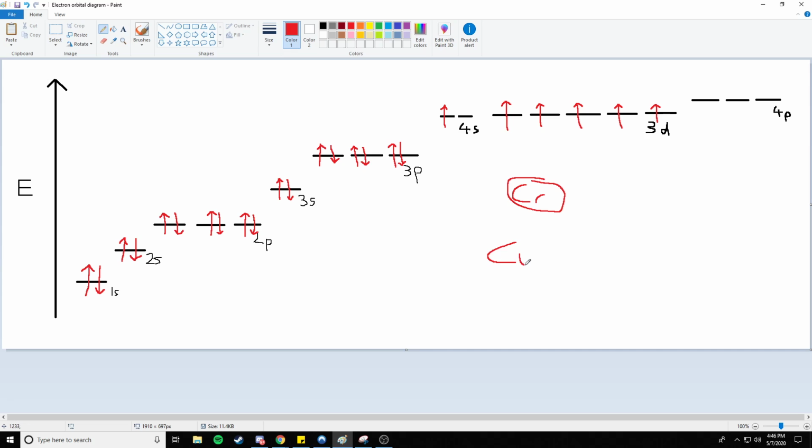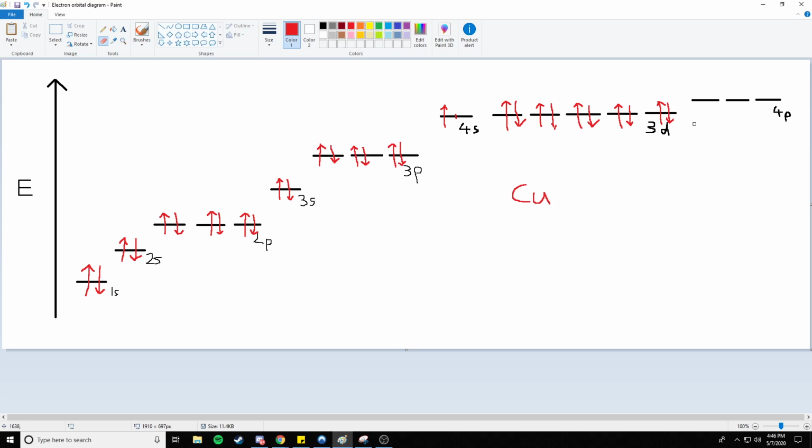What does copper do? Well, let's go back there. And then we keep filling this up. And we get to copper. This should be copper, okay? So this should be copper now. However, copper again does something weird, and it says, I don't like this. I am lower in energy if I completely fill up my 3D shell and get rid of this one electron here, okay? This is what copper does.